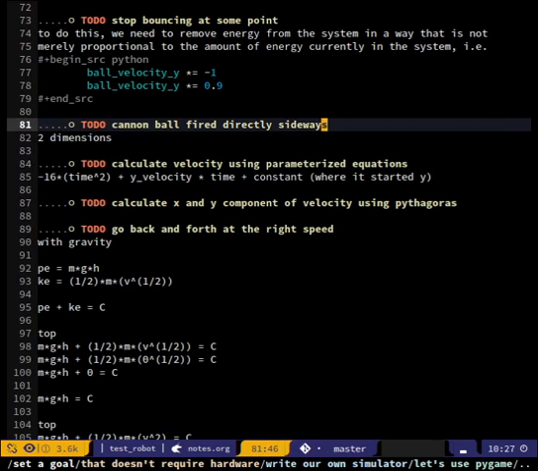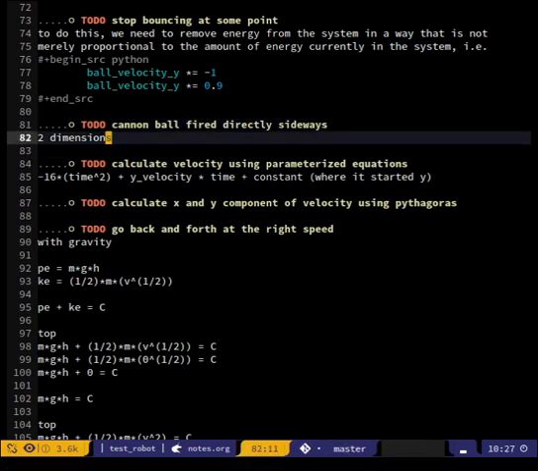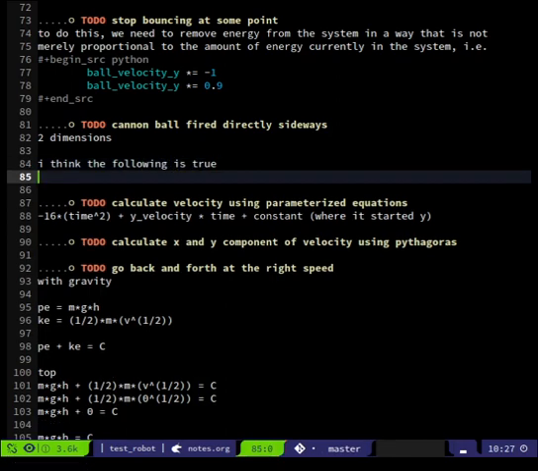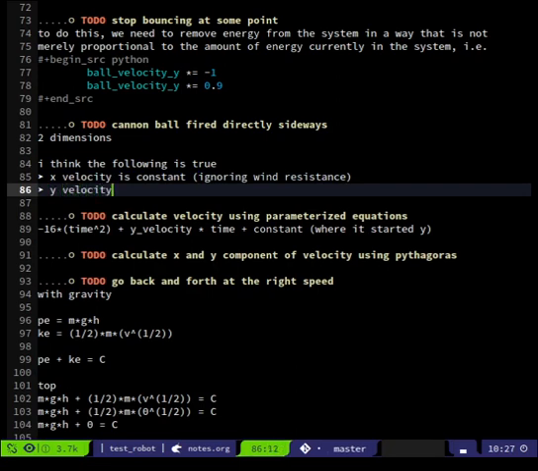So, I think for a ball fired directly sideways, the following is true. X velocity is constant, ignoring wind resistance, and y velocity changes with gravity. So the y velocity changes exactly the same as we currently calculate it.